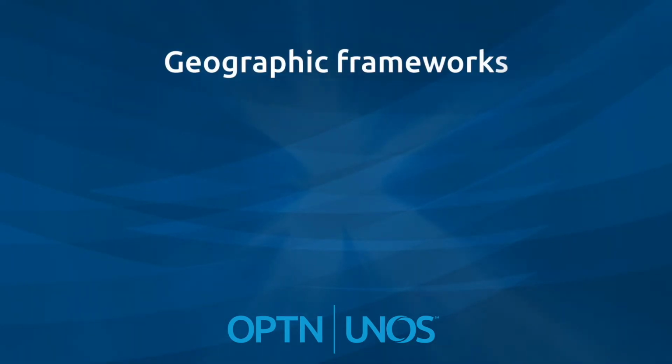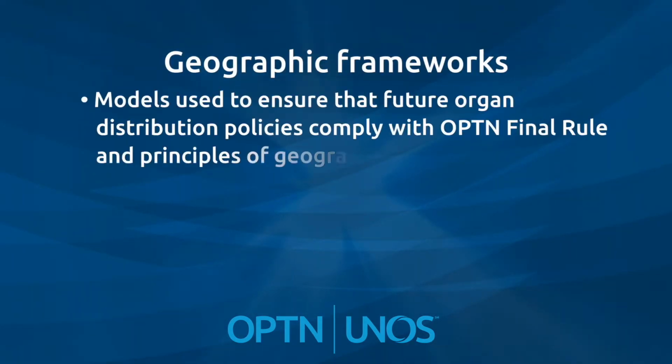At its June 2018 meeting, the OPTN UNOS Board of Directors adopted principles regarding the role of geography and organ distribution policies to meet the requirements of the OPTN Final Rule. Under the OPTN Final Rule, OPTN organ allocation policies can only be based on a transplant candidate's place of residence or place of listing to the extent required by another factor described in the OPTN Final Rule.